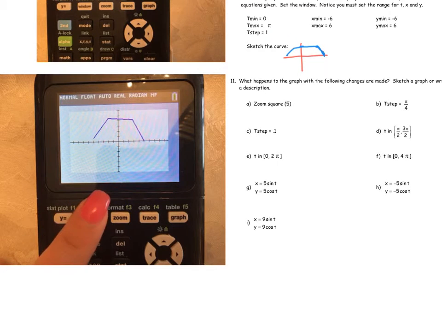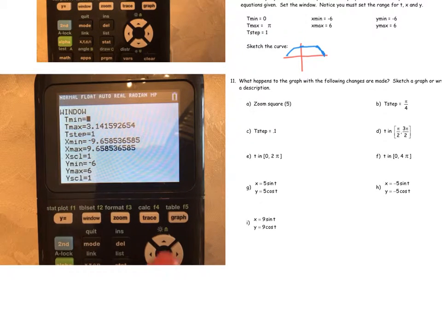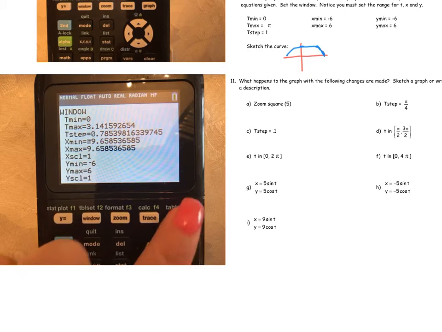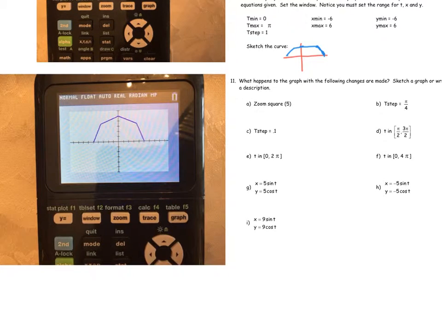They want me to go to Window, go to Step, and put pi over 4. So remember, second pi divided by 4. And now let's graph it. That's what we're going to get. So make sure that you sketch it and make sure that you include the points that you have over here. You don't have to write down the points, just put the tick marks.